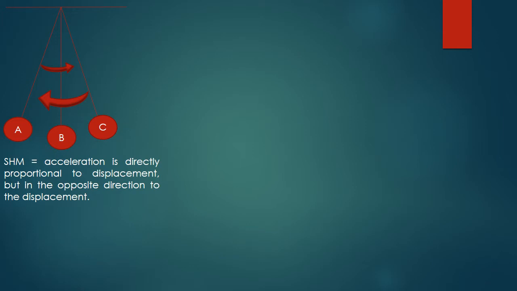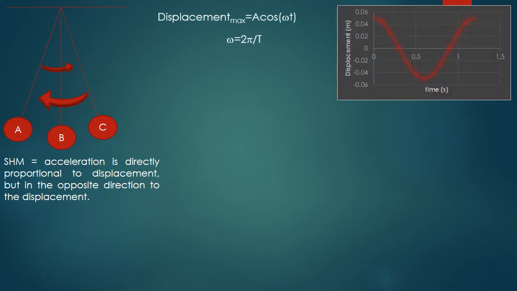The equation for the maximum displacement of the pendulum is given by A cos omega t, where A is the maximum displacement of the pendulum bob, lowercase t is a certain time during the oscillation, and omega is equal to 2 pi over T. Omega equals 2 pi over T because it takes 2 pi radians for the cos graph to complete one full oscillation.